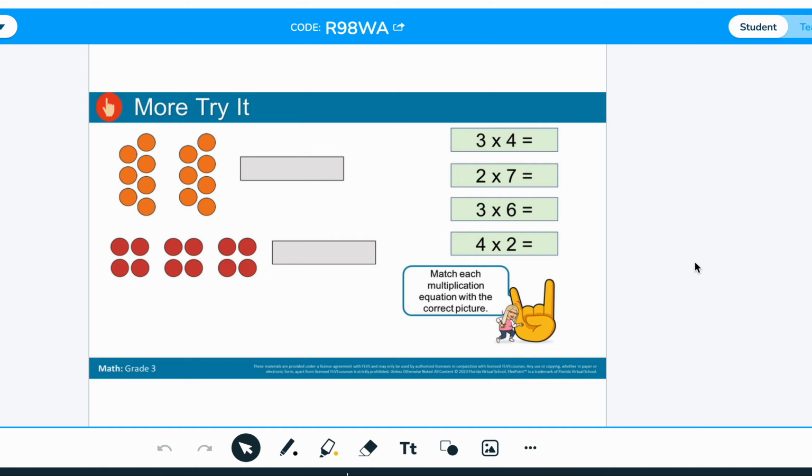Okay, so let's try to match this one on the picture. Okay, so I want you to pause the recording right now and try to match the multiplication sentence that would go with each of these pictures. And then you can restart the recording and check it.